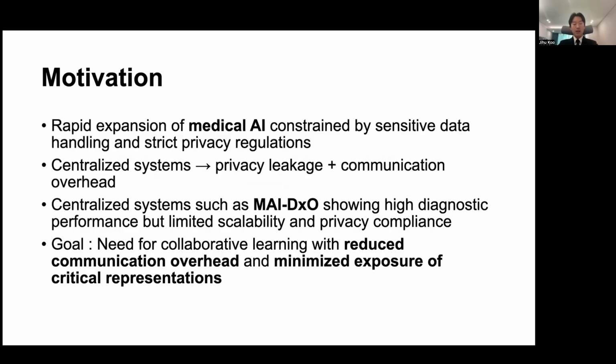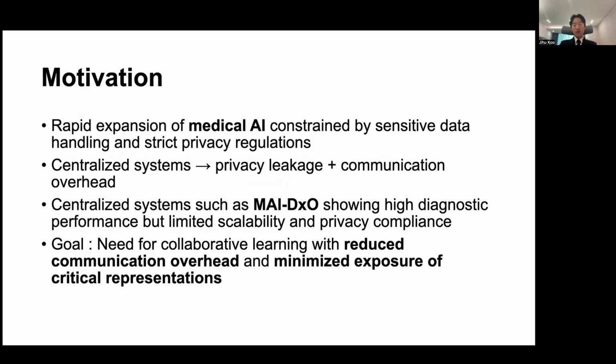In recent years, medical AI has grown rapidly, but real deployment is still limited due to strict privacy regulations and concerns about data sharing. Centralized AI systems often require sending raw data or full gradients, which leads to both privacy risks and high communication overhead. Systems such as MAI DxO from Microsoft show strong diagnostic performance, but are difficult to scale securely due to these constraints.